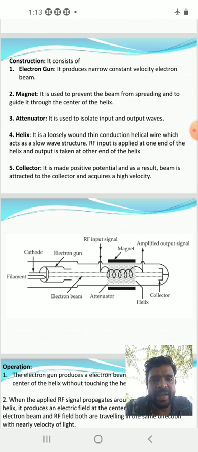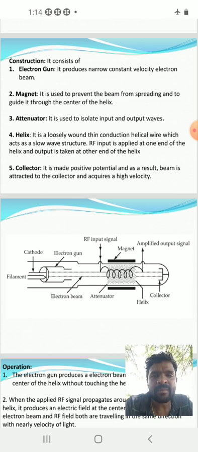And the magnet is used to prevent the beam from spreading and guide it through the center of the helix. The magnet is used so that the helix is in the center position. So the signals or the electrons are transmitted through the center of the vacuum tube. Attenuator is used to isolate the input and output waves. Here the RF energy input and RF energy output signals are isolated by the attenuator.